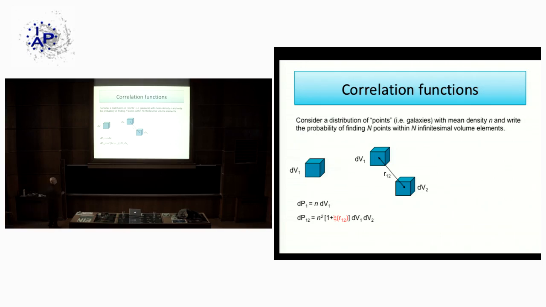And the answer you can write as what you would find if the distribution were completely random. That would be simply the product of two of these, so n squared times the two infinitesimal volumes. And then there could be an excess or a defect with respect to that. And this excess, you call the two-point correlation function. So it's a measure of galaxy clustering. It tells you if galaxies tend to be more clustered or less clustered with respect to random, as a function of separation.